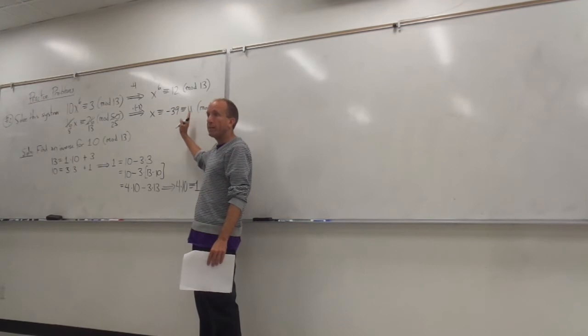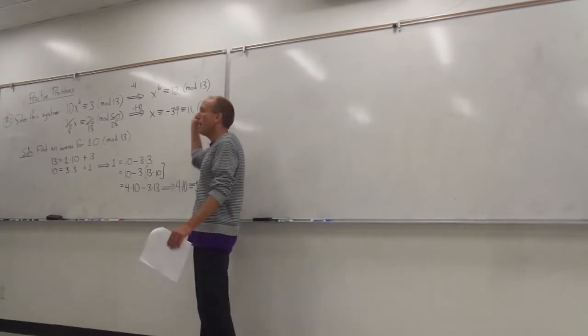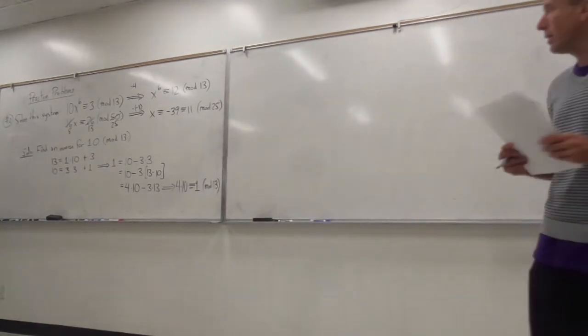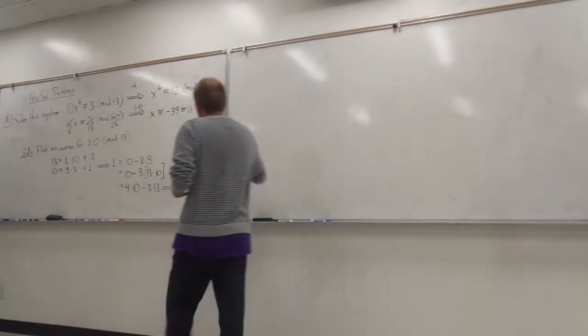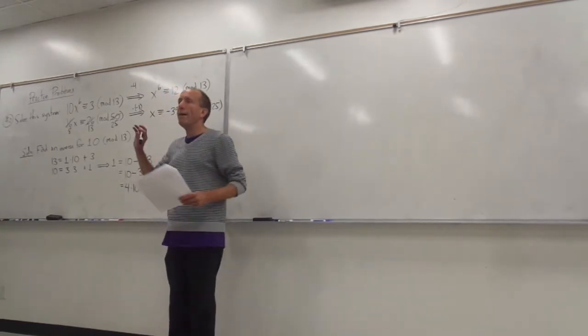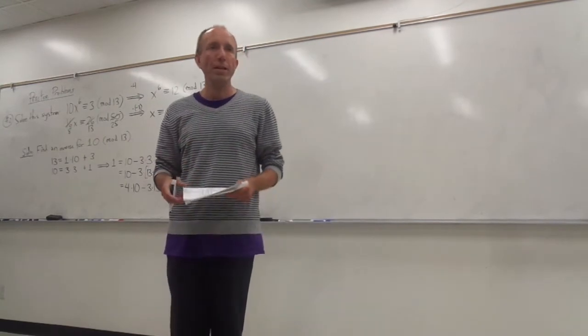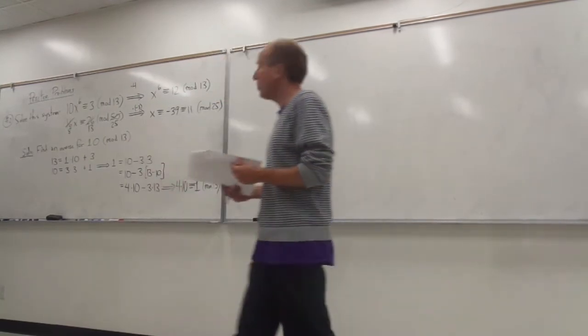See, 36 and 11 are both solutions here, because you add 25 to 11, you get another solution. So just be aware of that. You can basically view this as one solution in mod 25, or equivalently, 2 solutions in mod 50. Okay. Everybody with me so far?